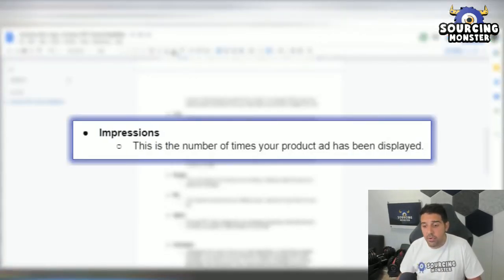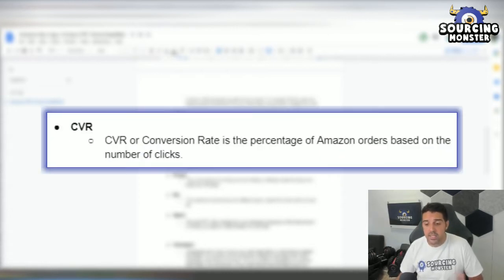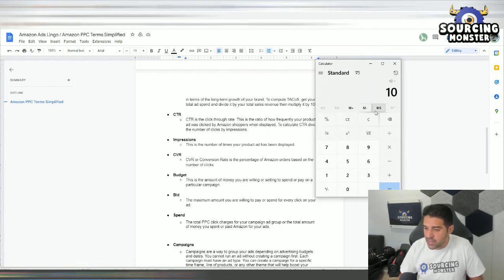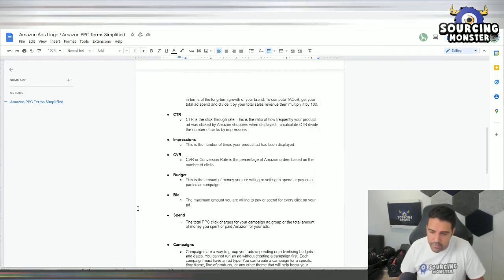Impressions. This is the number of times your product has been displayed. Very easy to understand. CVR. CVR, conversion rate, is the percentage of Amazon orders based on the number of clicks. So let's say out of 10 clicks, you got 3 sales, right? So we're going to divide 3 by 10, multiply it by 100. We got a 30% conversion rate.